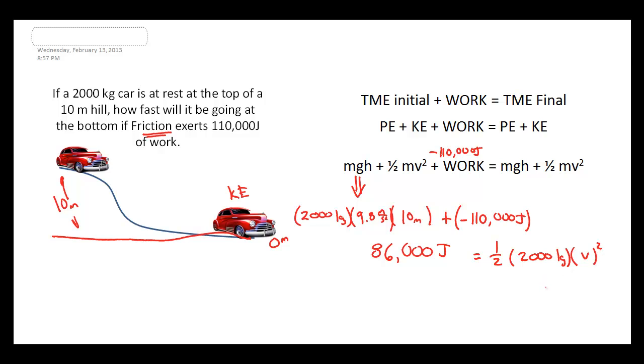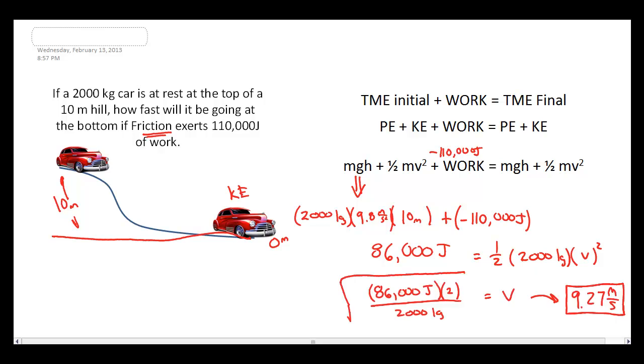Okay, guys, rearrange the problem and solve for your velocity. And what we end up with, after we rearrange the problem, is 86,000 times 2 divided by 2,000 kilograms, and we need to take the square root of that in order to find our velocity. We solve for the velocity of 9.27 meters per second.